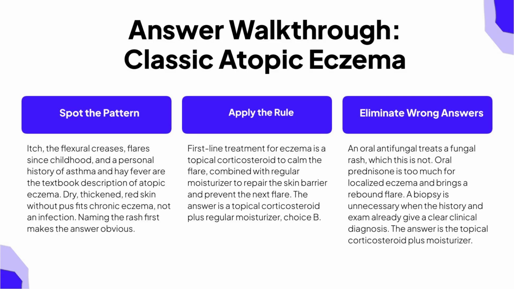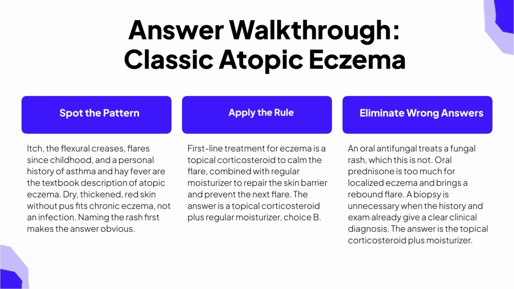Let us break this down. First, spot the pattern. Itch, flexural creases at the elbows and knees, flares since childhood, and a history of asthma and hay fever are textbook atopic eczema. Dry, red, thickened skin without pus fits chronic eczema rather than infection.